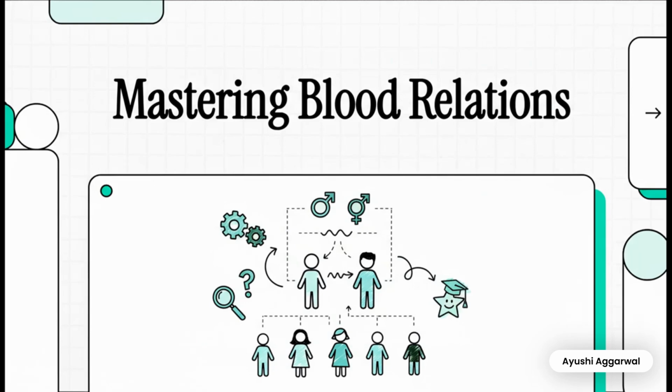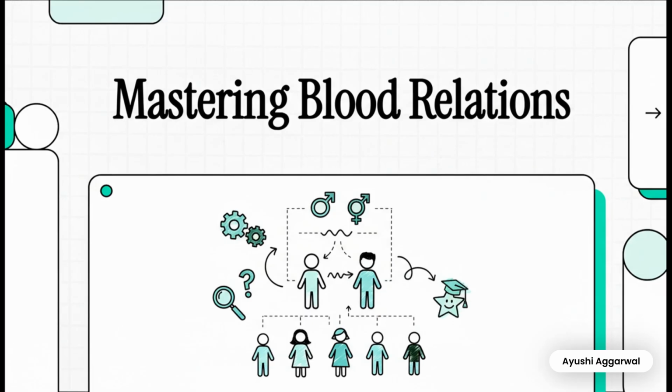Welcome, everyone. Today we're going to tackle a reasoning topic that I know can feel a little bit tricky: blood relations. You know those questions, his brother's mother's sister, they can really get your head spinning. But trust me, once you have the right technique, this is actually one of the easiest and highest scoring topics you can get on your exam.